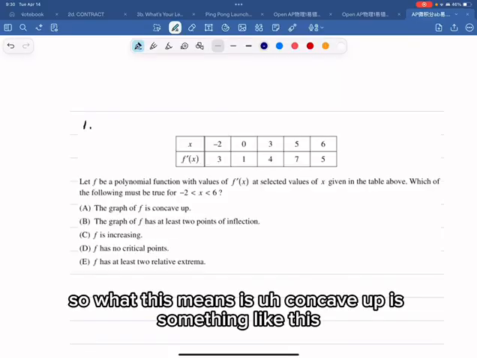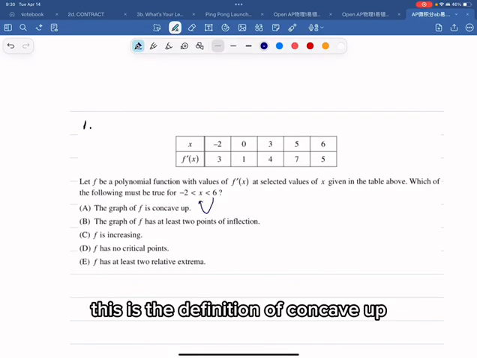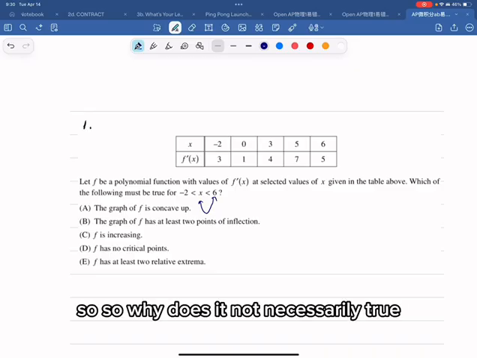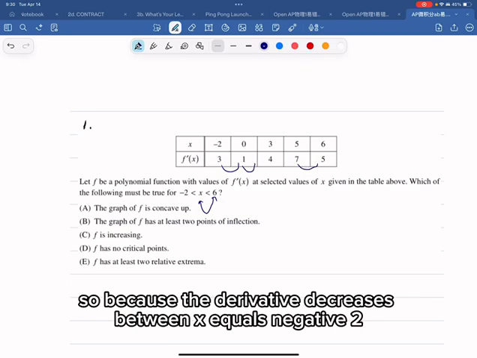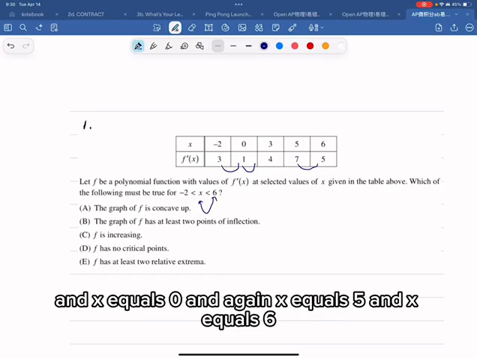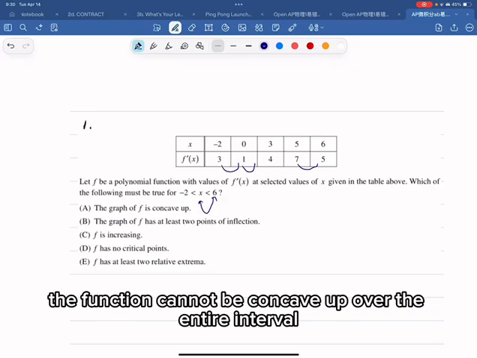What this means is concave up is something like this. This is the definition of concave up. This is not necessarily true because looking at the table, it goes from 3 to 1 and 7 to 5. Because the derivative decreases between x equals -2 and x equals 0, and again between x equals 5 and x equals 6, the function cannot be concave up over the entire interval.